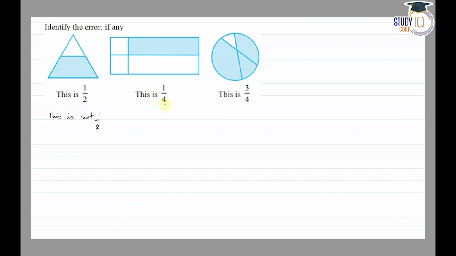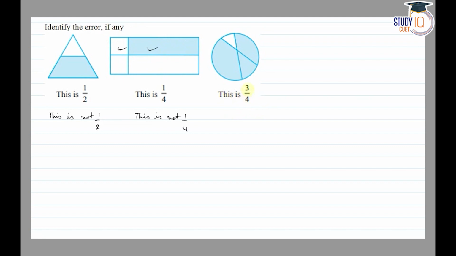Same, this is 1 by 4. So यहाँ पास ये 4 पार्ट्स, ये और ये दोनों डिफरेंट हैं, इक्वल नहीं है. सो हम इसे डायरेक्टली 1 by 4 नहीं कह सकते हैं. सो दिस इज नॉट 1 by 4 because this shape is not divided into 4 equal parts.